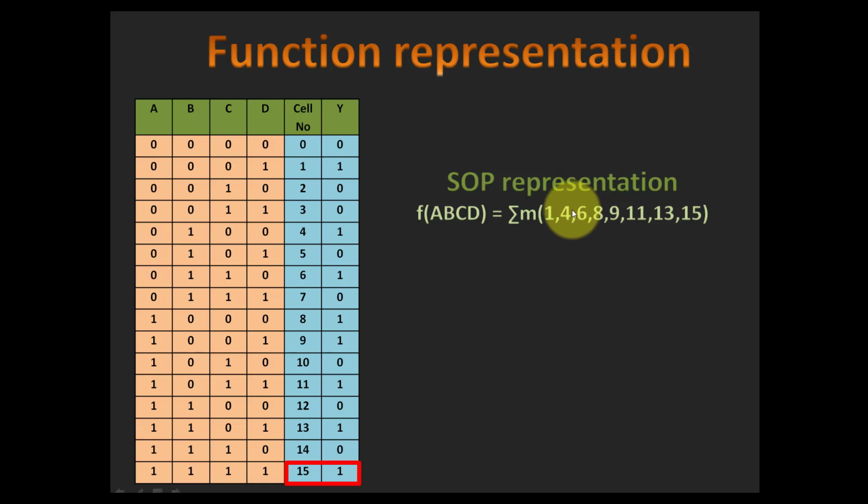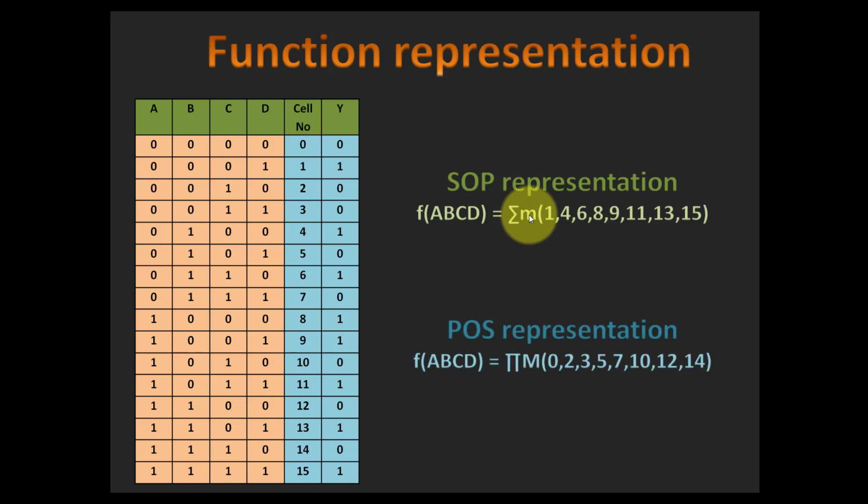So in short, these cell numbers are all 1 and the rest are zeros, because it's the min term. Now we can also have the POS representation. So as you can see, this is F of ABCD equal to this.